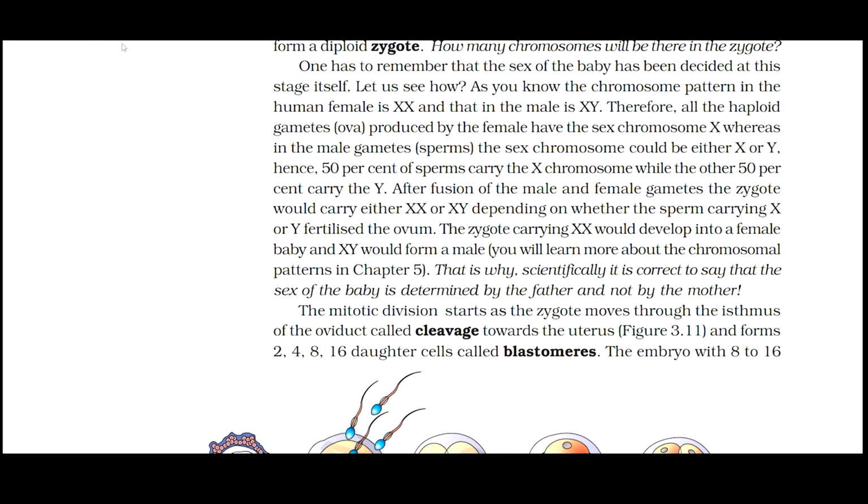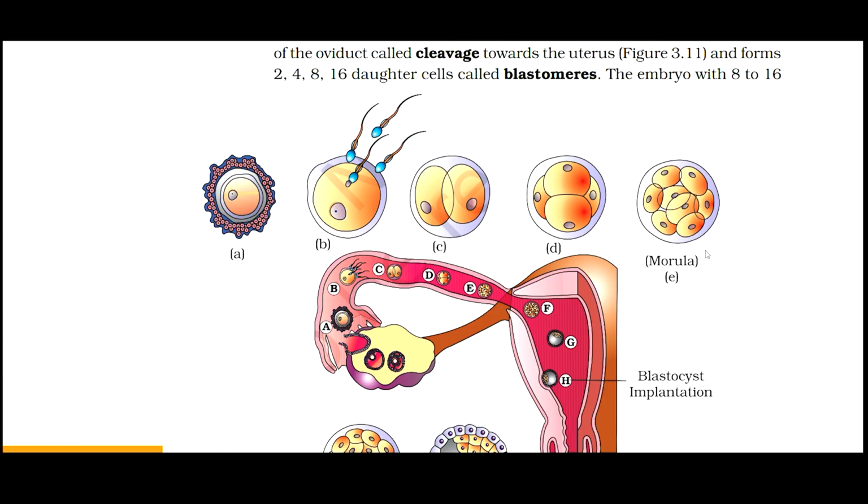The mitotic division, called cleavage, starts as the zygote moves through the isthmus of the oviduct towards the uterus, which is given in figure 3.11, and forms 2, 4, 8, 16 daughter cells called blastomeres. The embryo with 8 to 16 blastomeres is called a morula, which is given in figure 3.11e.